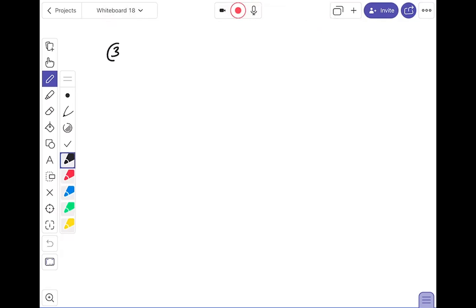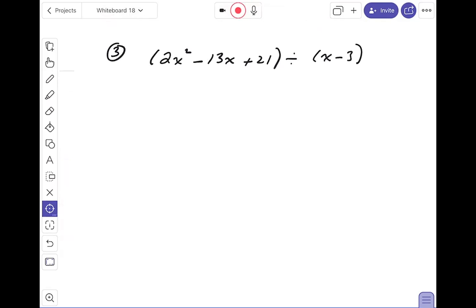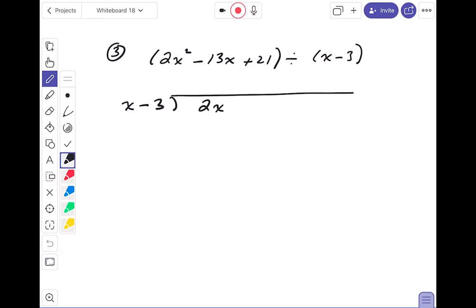We're on number 3 now. I'll write it down for you. It's 2x squared minus 13x plus 21, and I'm dividing by x minus 3. All right, what's critical here is that you start to realize this is a division problem, but the divisor is not a monomial, it's a binomial. So we're going to write down long division. So it's going to be x minus 3 is going to be divided into 2x squared. This is a trinomial degree 2.